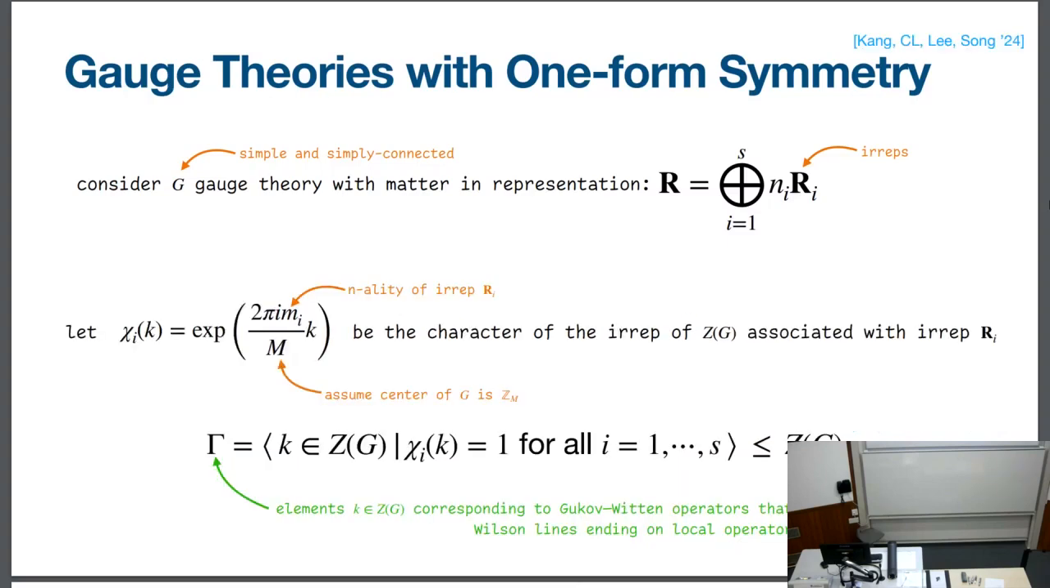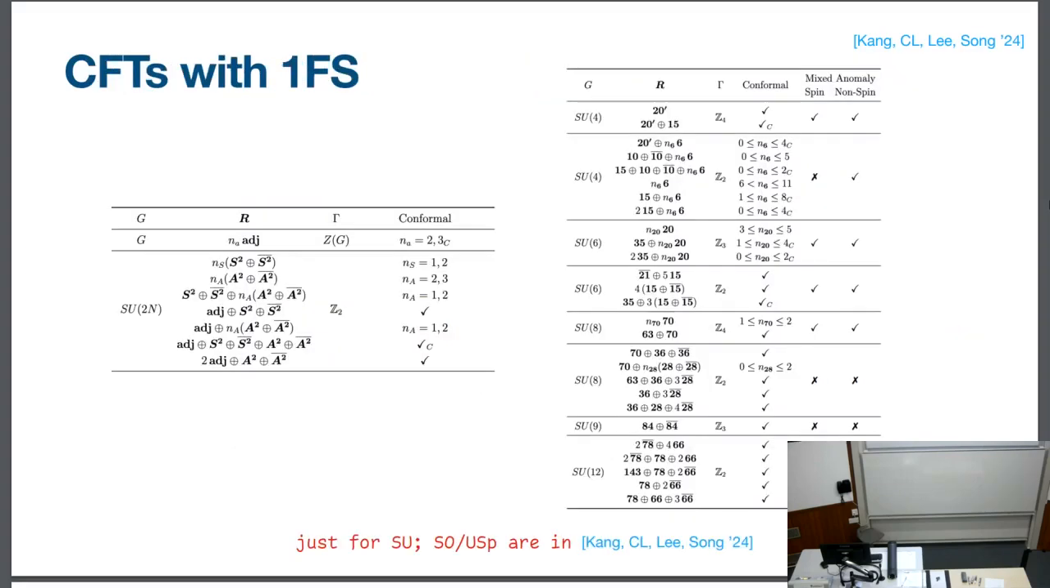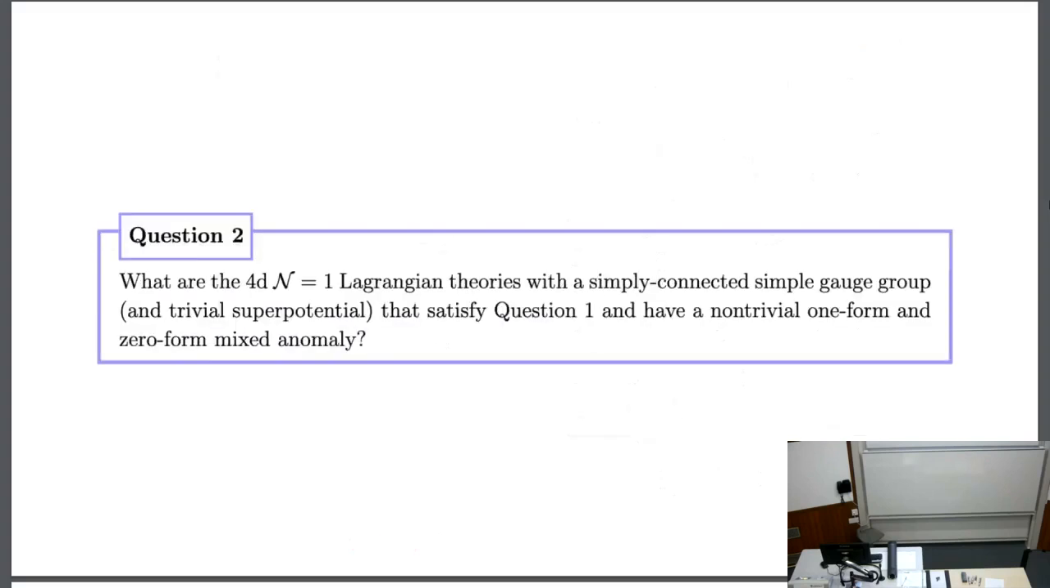So you just have to compute which Wilson lines end, and there's a nice, simple formula which just depends on what's called the n-ality of the representations. So you can just work it out, and this subgroup of the center is the one-form symmetry. We run through this game, and these are all the N=1 gauge theories with non-trivial one-form symmetry. There are some infinite series and some sporadics. There are also orthosymplectic ones, but I don't write them here.